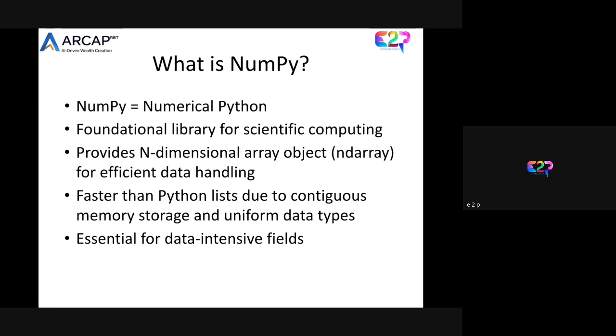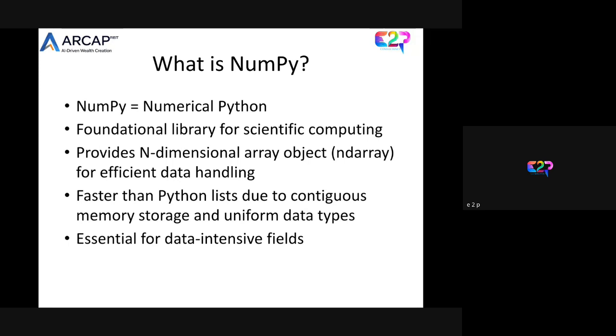Unlike standard Python lists, NumPy arrays store elements of the same data type in a contiguous block of memory, enabling highly optimized and vectorized operations.